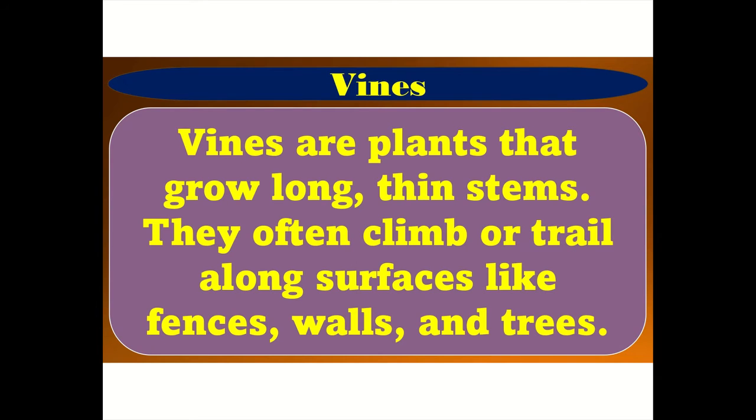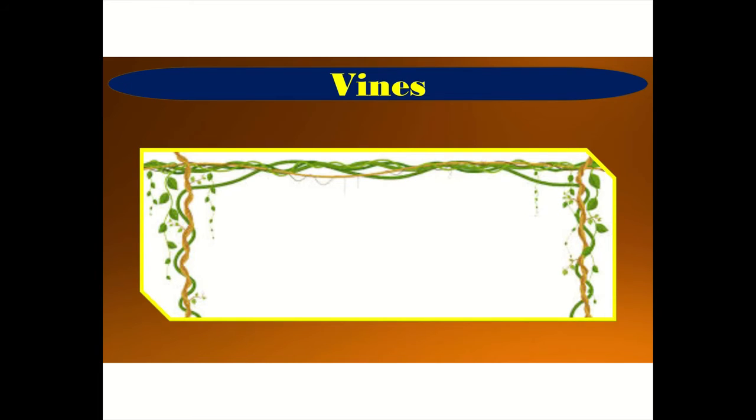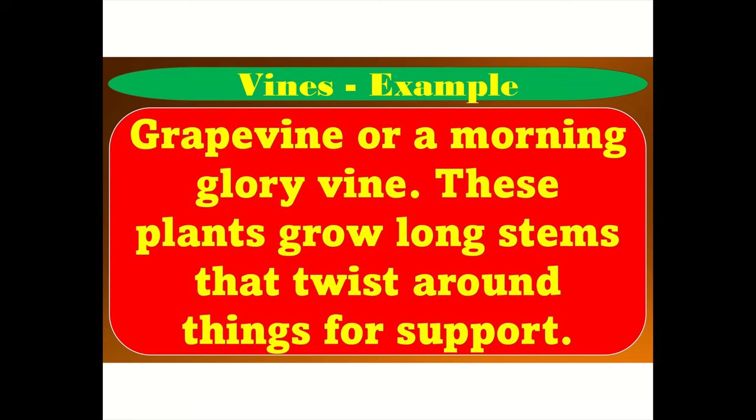Vines. Vines are plants that grow long, thin stems. They often climb or trail along surfaces like fences, walls, and trees. Example, a grapevine or a morning glory vine. These plants grow long stems that twist around things for support.